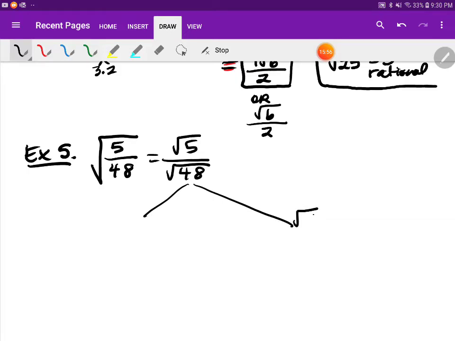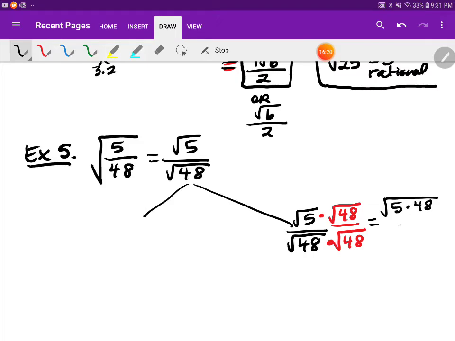One is you don't make a tree first. It's totally allowed, but your numbers get a little out of control. So if you want, you can multiply by the square root of the 48. And a lot of people do this. If they don't notice, they can make a tree first. The only problem with this method is the numbers get really big. So 5 times 48.